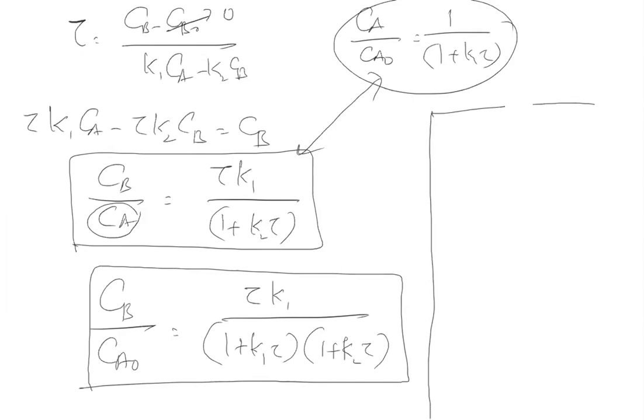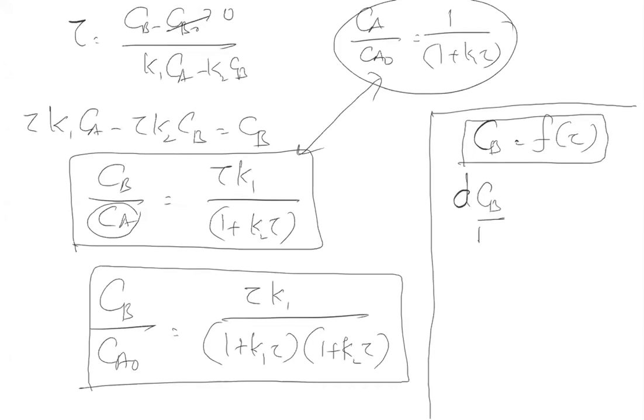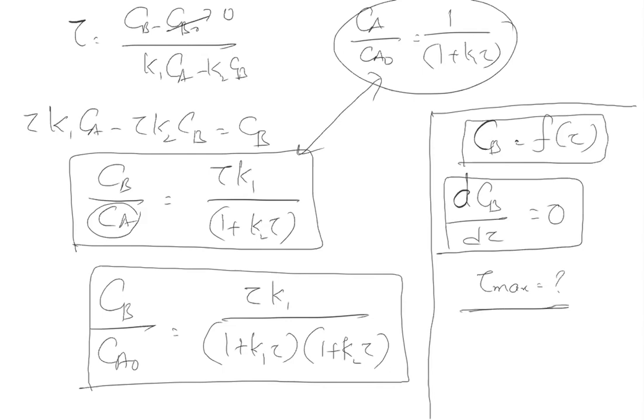So what should you do now? Now you have CB as a function of tau. Then what you should do? dCB by d tau is equal to 0. Then you will get tau max. It is a little lengthy derivation. Try to do it and see what you get as tau max.